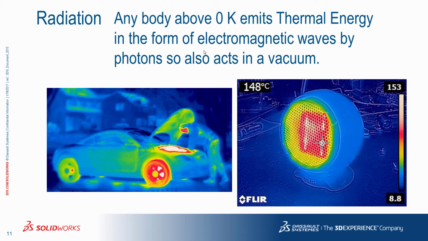So this describes the mechanism in which radiation works. Because any body which is above absolute zero, that's 0 Kelvin, emits thermal energy in the form of electromagnetic waves by photons. So that means that it can happen both terrestrially, but also in space, which is in a vacuum. So it doesn't need a medium to transfer it like conduction does with a solid or fluid, or convection does with the surrounding external fluid.